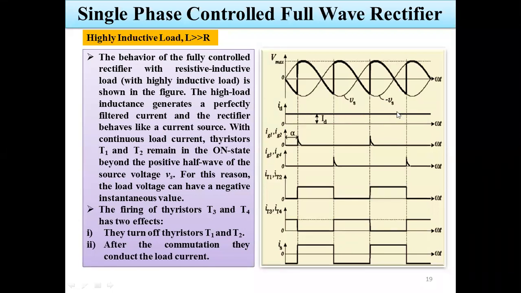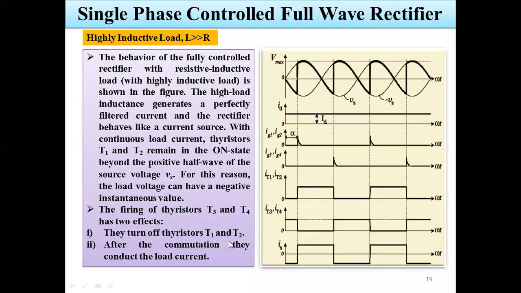So by increasing the inductance value, what will change within the continuous current mode of operation is that the current output will have a constant magnitude. But there is some disadvantage. The firing of thyristors T3 and T4 has two effects. They turn off thyristors T1 and T2. After the commutation, they conduct the load current.